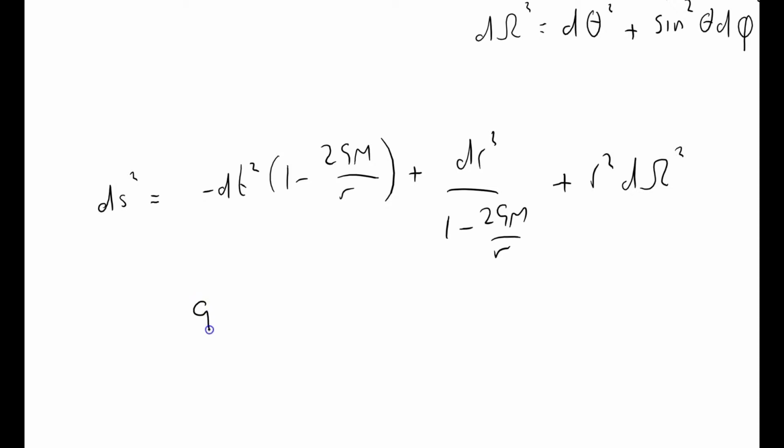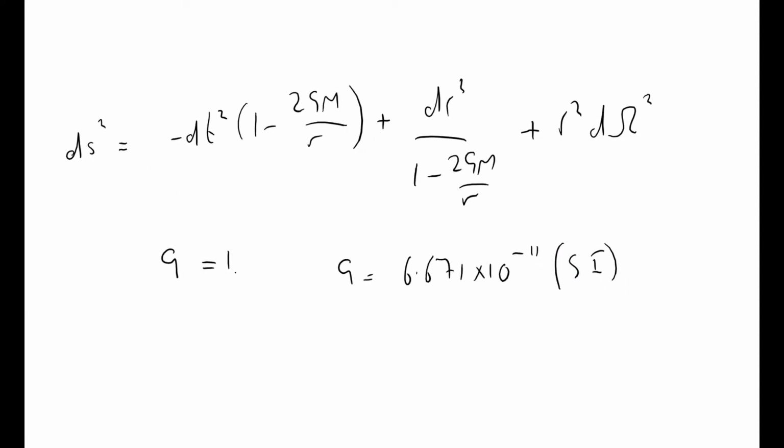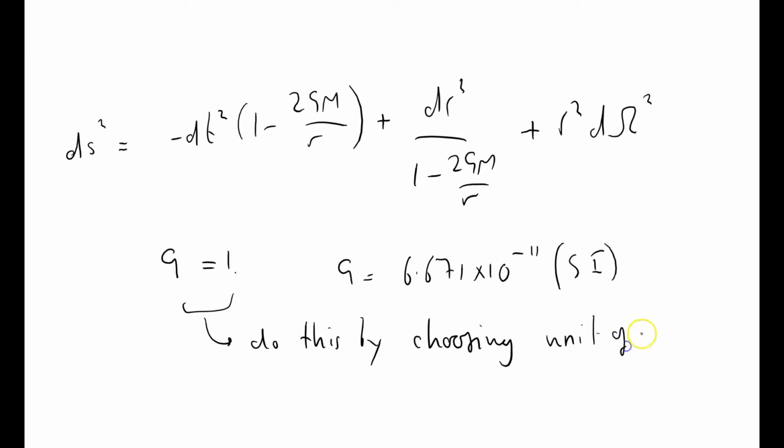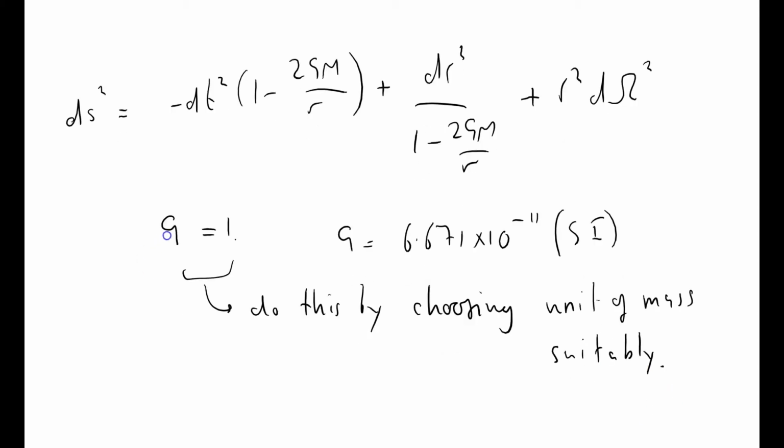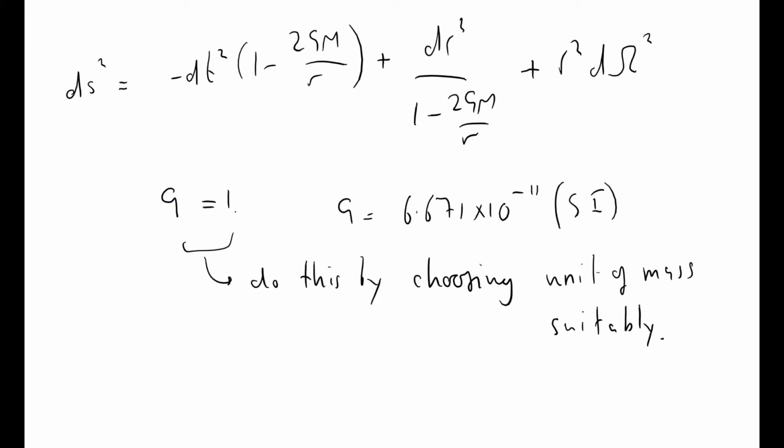Quite often, you choose units in which big G equals 1. Now G equals 6.671 times 10 to the minus 11 in SI units. And you can make G equal 1 by choosing your unit of mass suitably. So it's just a straightforward calculation as to what that unit of mass is.